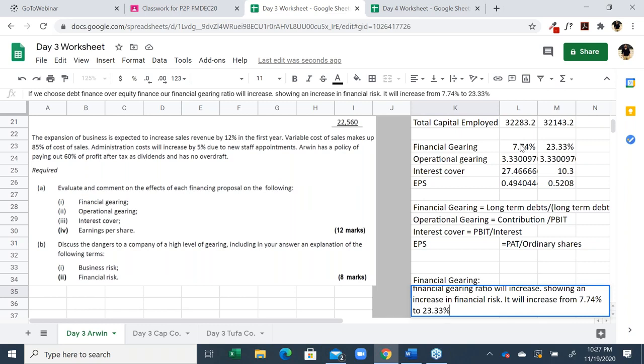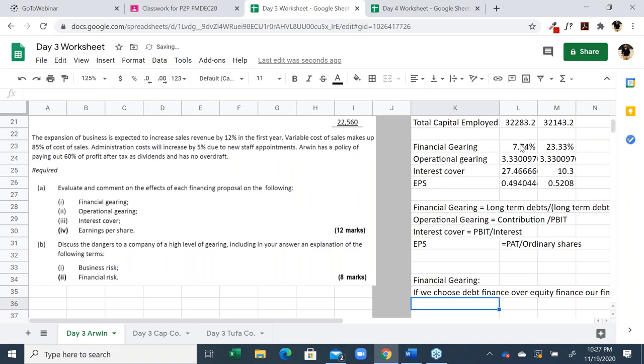is going to increase from 7.74 to 23.33%. But whether the 23.33% risk level is acceptable or not, that depends on management attitude, right?